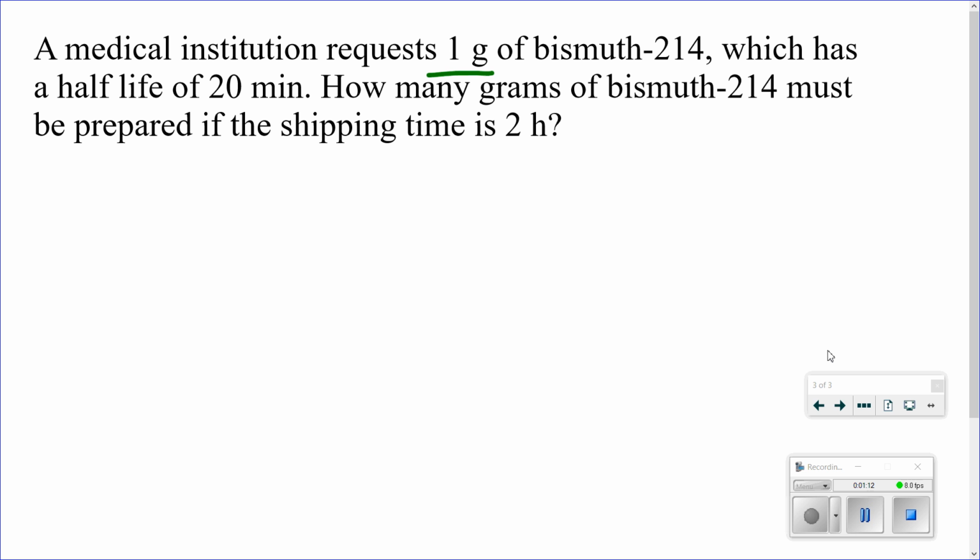So here's an example. A medical institution requests 1 gram of bismuth-214, which has a half-life of 20 minutes. How many grams of bismuth-214 must be prepared if the shipping time is 2 hours? Step 1 is we have to figure out how many half-lives are in 2 hours. If each half-life is 20 minutes, and I know in 1 hour there's 60 minutes, that means 2 hours is 120 minutes. I can take 120 minutes divided by the 20-minute half-life, and that's going to be 6 half-lives.